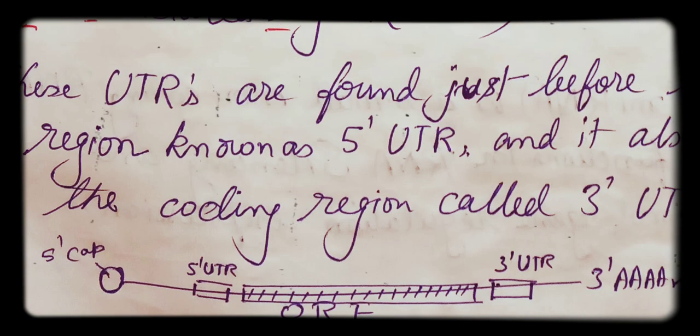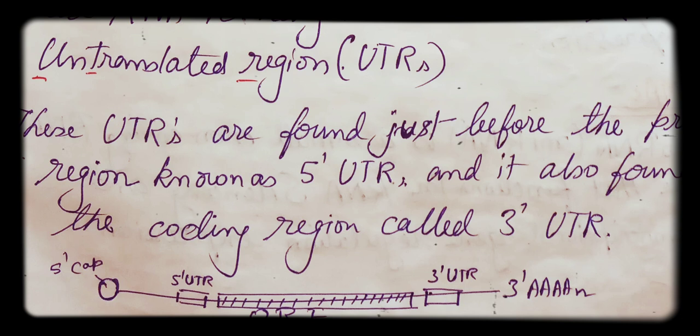Okay, then it is followed by a poly A tail. So this is the region of your UTR. There are two segments of UTR, 5' UTR and 3' UTR, right?